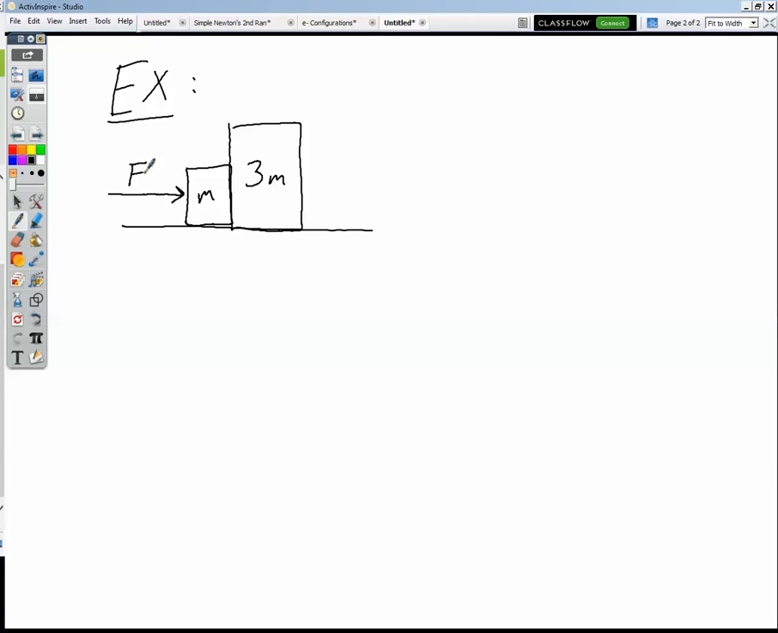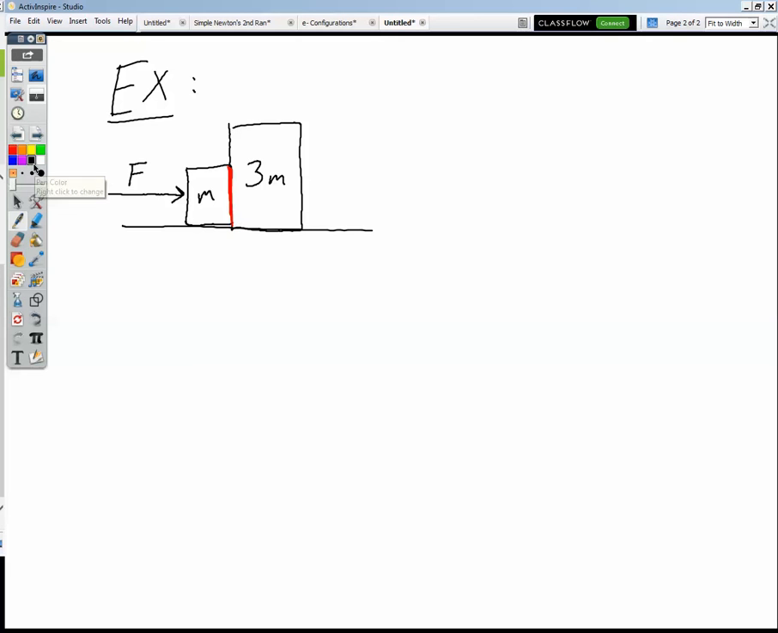Now let's look at systems of mass in a little bit different light. We've got two blocks, and they are at rest on a frictionless floor. So we don't have to worry about friction, and they are being pushed to the right. I should say the little m block is being pushed to the right by the force F. The 3m block is being pushed to the right by the little block. So there is a contact force right here between the little block and the big block. The little block pushes to the right on the big block, and the big block pushes back to the left on the little block.